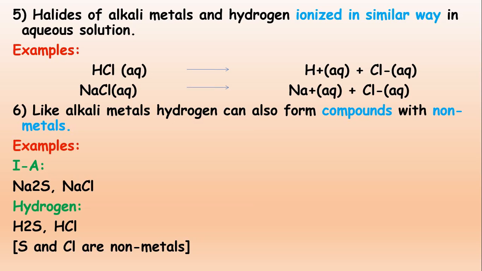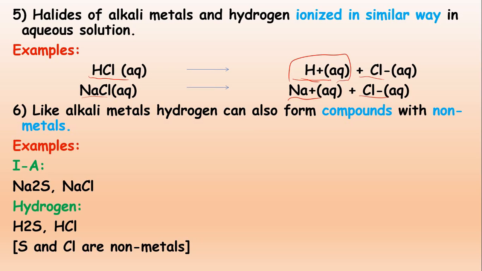When they are ionized in water, in aqueous solution, they will have the same cations and same anions. They will be ionized in a similar way. Like HCl, hydrogen will be the positive cation, chloride will be the anion. And look at here, sodium chloride will also be ionized in the same way. Sodium will be positive, hydrogen is also positive, and chloride is the negative anion. So the ionization of the alkali metal halides and hydrogen halides is the same.